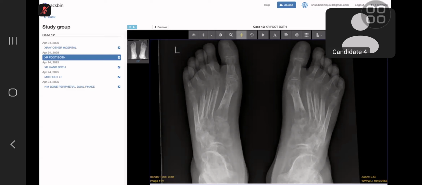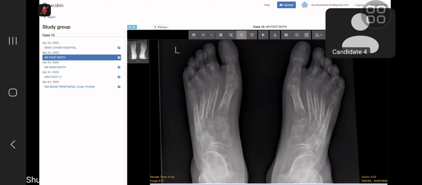Especially it is affecting the metacarpophalangeal joint as well as the carpometacarpal joints. Also the intercarpal, tarso-metatarsal and metatarsophalangeal joints and the interphalangeal joints.